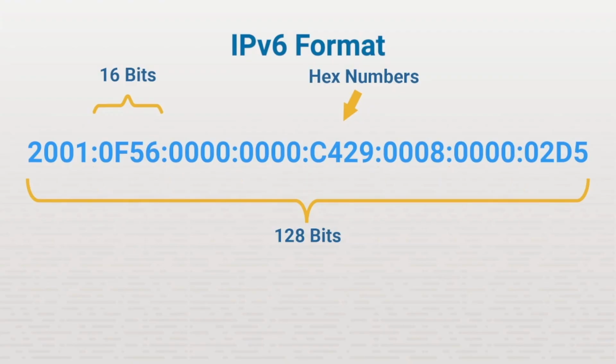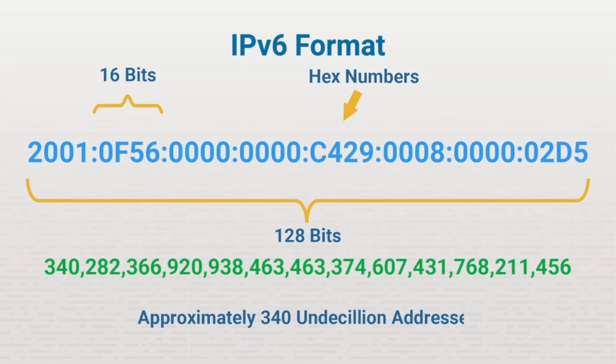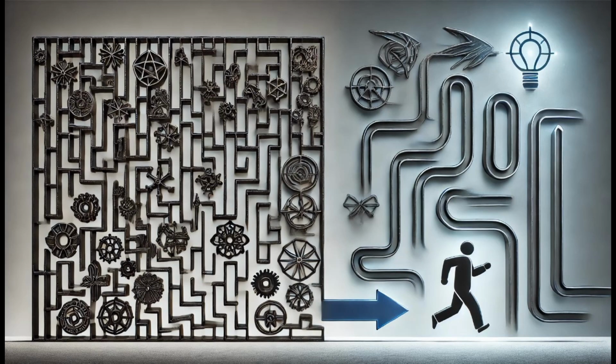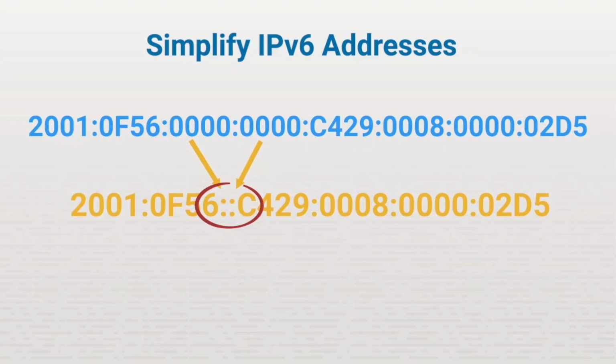With IPv6 being a 128-bit address, that gives us 2 to the 128th power, or approximately 340 undecillion available IPv6 addresses. Thankfully, though, there are some rules we can use to simplify things. In most cases, an IPv6 address has one or more blocks that consist of all zeros. When this is the case, we can remove any consecutive blocks of zeros and replace them with a double colon. But this can only be done once per IP address, and the blocks of zeros need to follow each other.